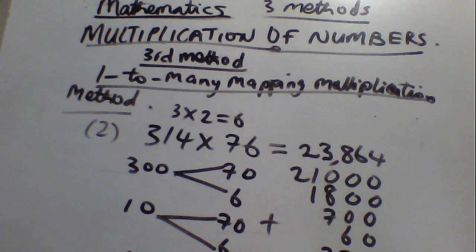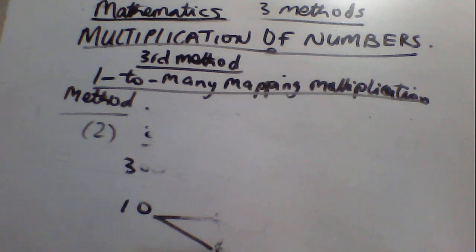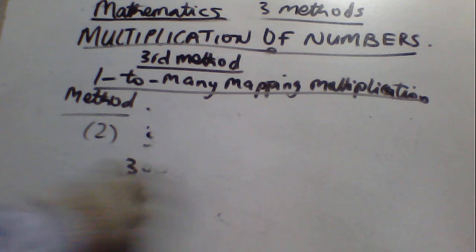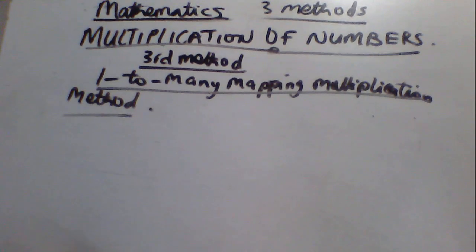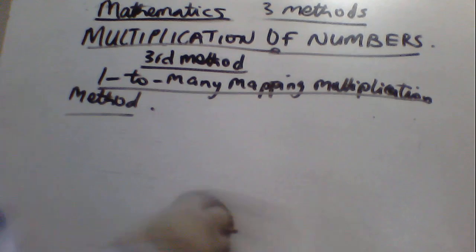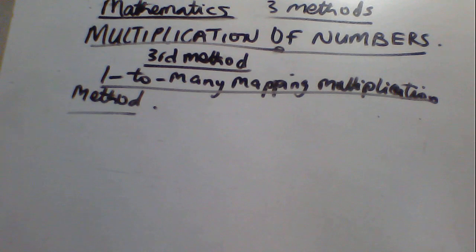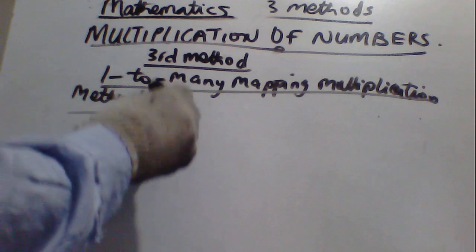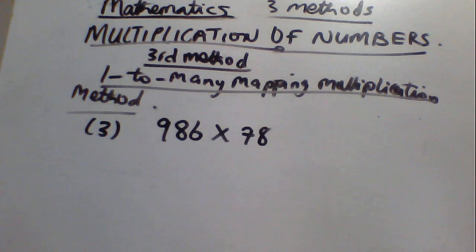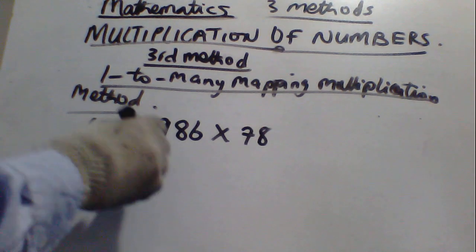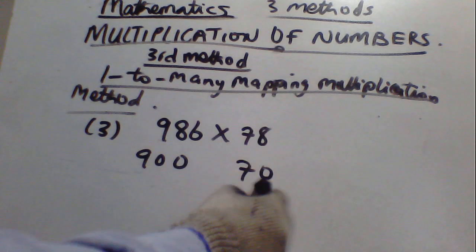Okay, let's look at example 3. So the next example, you are given 986 multiplying 78. So split these numbers according to each group. You have 900. It will have 2, 70 and 8.